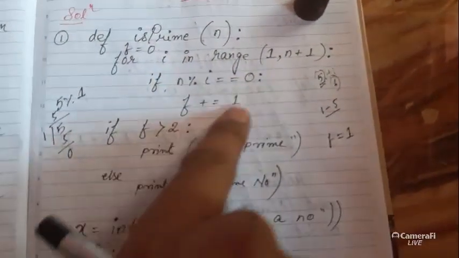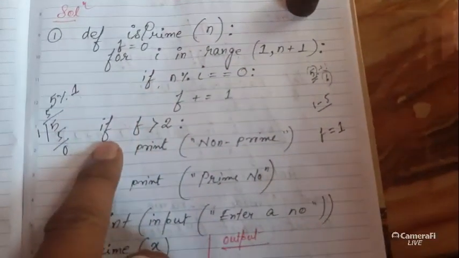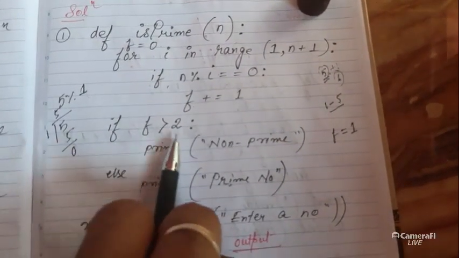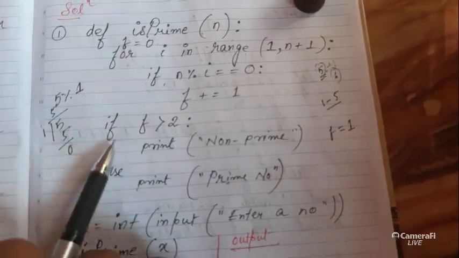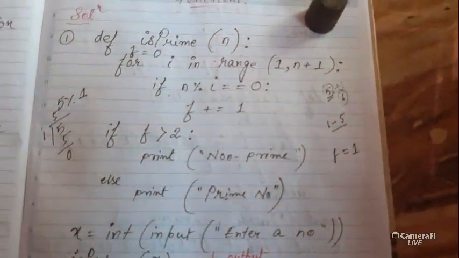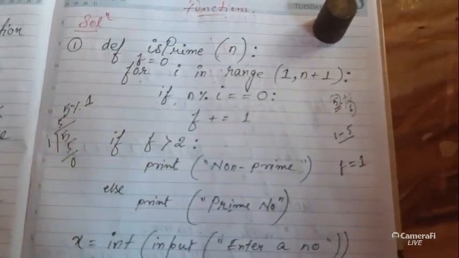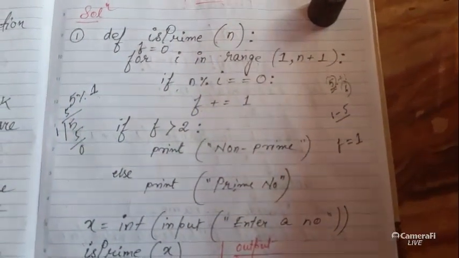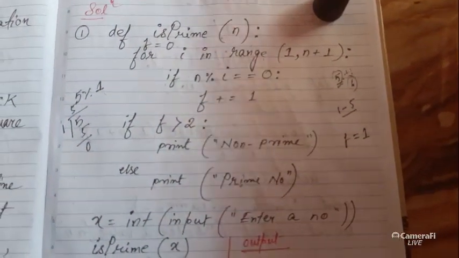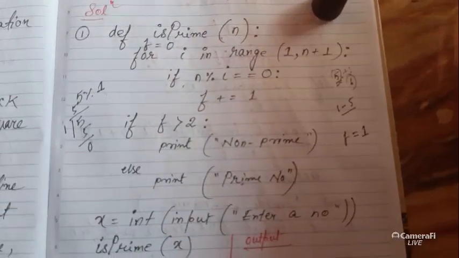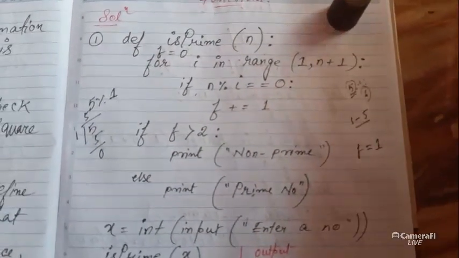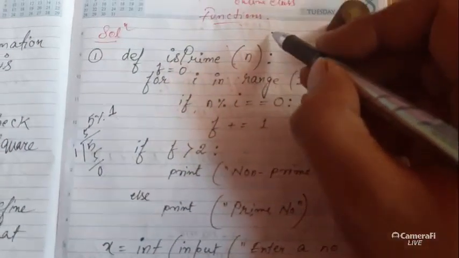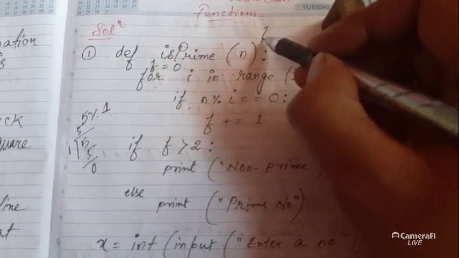Now the next issue. After completion of this loop, the program will check this part. What is the task? if f > 2. This is a simple mathematics concept. If the number of factors is greater than 2, then we can say the number is not a prime number. This is a simple concept all of you know, but still I am explaining.